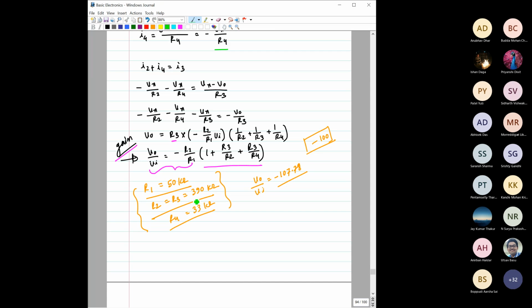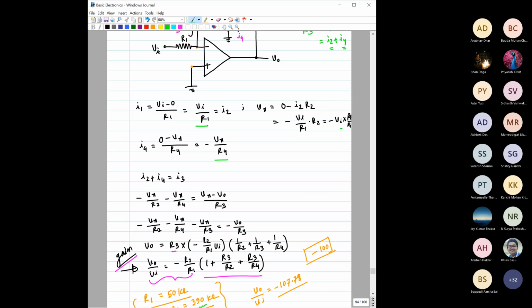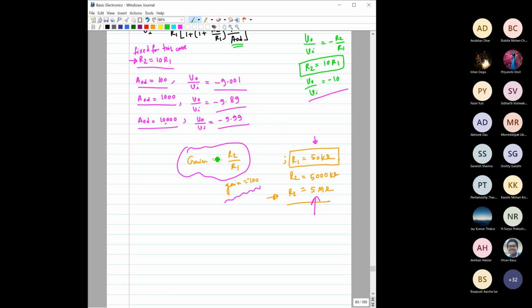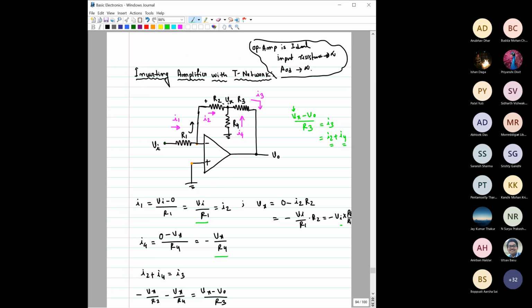So here R2, R3 that we are using is 390 kilo ohm. In the previous case, it was 5000 kilo ohm, right? And here R4 value is also 33. So if you see these individual resistances that we need to get a closed loop gain of around minus 100 is quite low, right? Compared to the previous inverting amplifier case. So this issue can be easily solved, right? By using this T network.